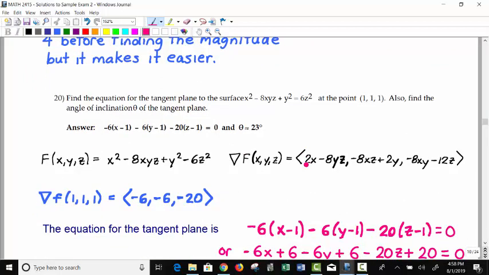Alrighty, number 20. Equation for the tangent plane to the surface. Sorry about that. That kind of looks bad right there.